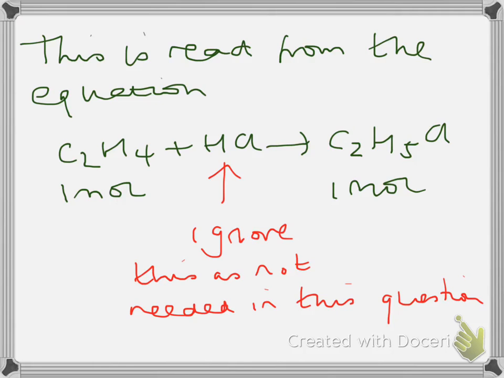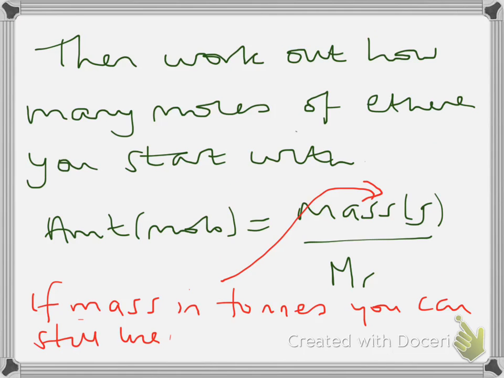So in this reaction then, we can read from the equation that 1 mole of ethene makes 1 mole of C2H5Cl. We just ignore the HCl as this is not needed in this particular question. Once we know the ratio, then we can work out how many moles of ethene you actually start with.